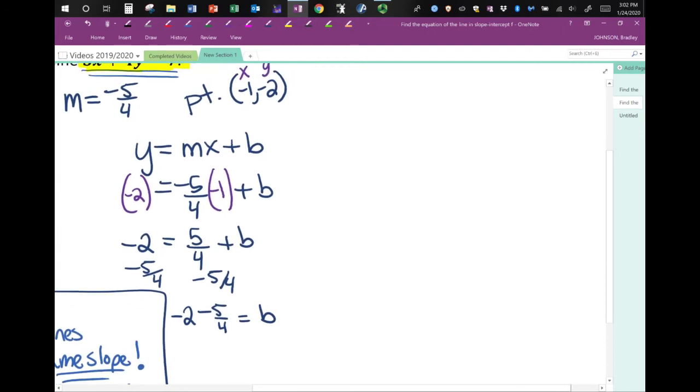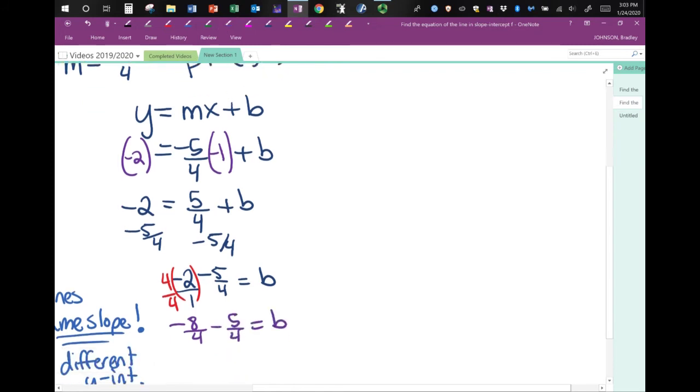And what do I do now? Looking at this, we need to create a common denominator. How can I create a common denominator? 1 and 4. Well, we're going to have to use the 4. So I'll multiply by 4. 4 divided by 4 multiplied through would give you a -8/4 minus 5/4 equals b.